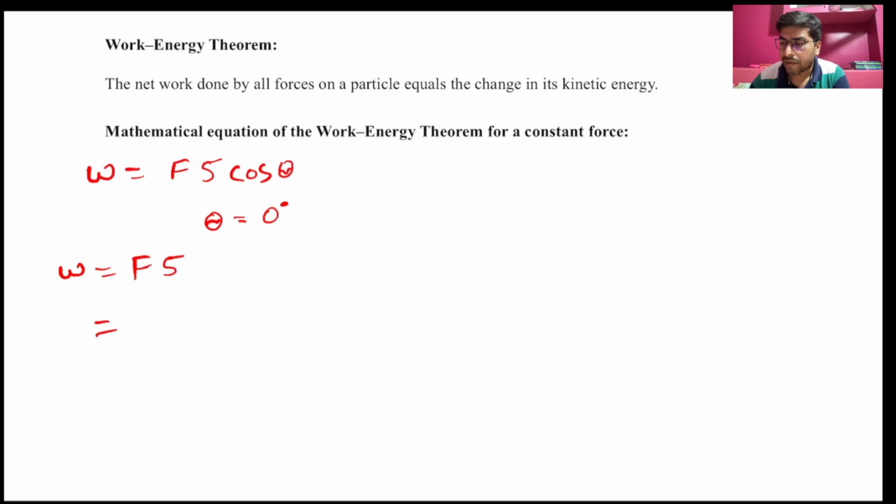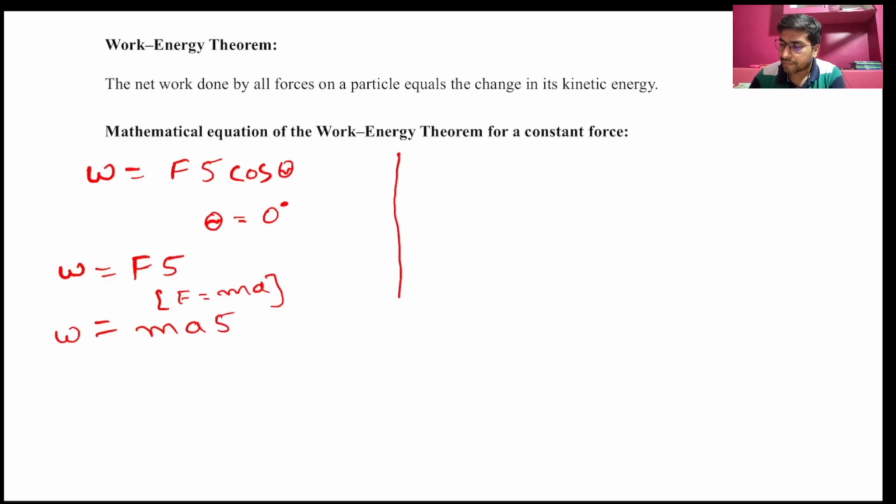Force we can also write as, we know that F is equal to m into a. From where it came? It came from Newton's second law. So now we can write W is equal to ma into s, where s is displacement, m is mass of the object, a is acceleration of the object.